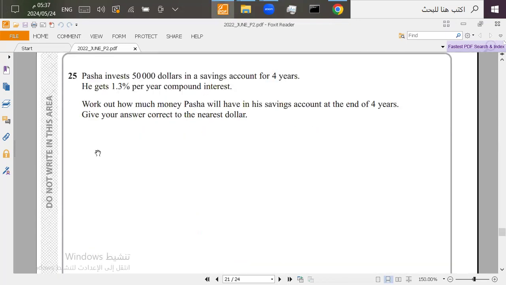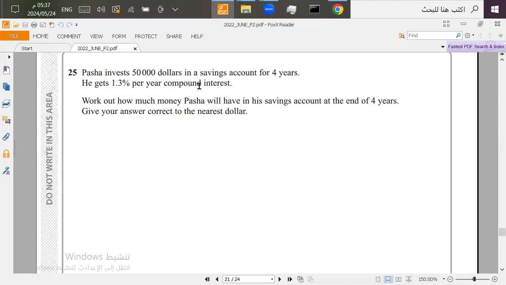Question 25. Pasha invests $50,000 in a savings account for 4 years. He gets 1.3% per year compound interest. Work out how much money Pasha will have in his savings account at the end of 4 years. Give your answer correct to the nearest dollar.